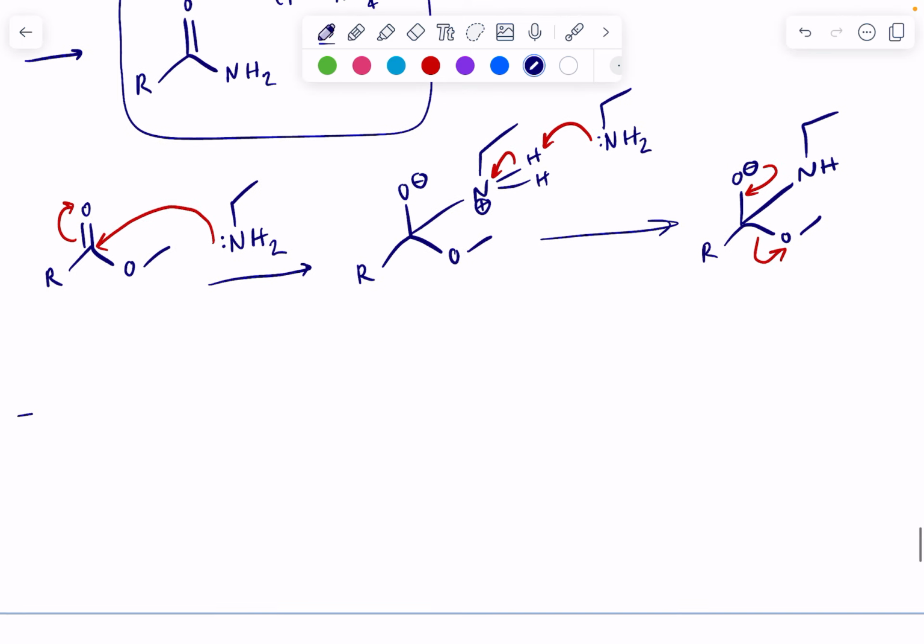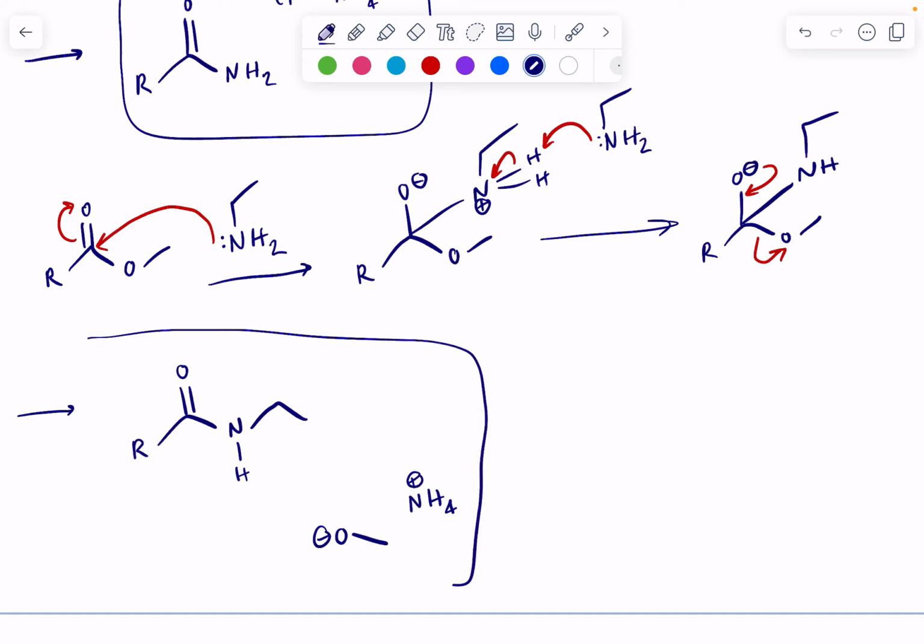So let's come down here and draw that out. Now we've reformed that double bond. We still have this nitrogen group attached. It's got an H here, and it's got an ethyl group here. What we've kicked out is this negative O, and it's fine to be negative because it can react with some of that NH4 that we made, and they'll be counter ions to each other. So here's our products for this situation.